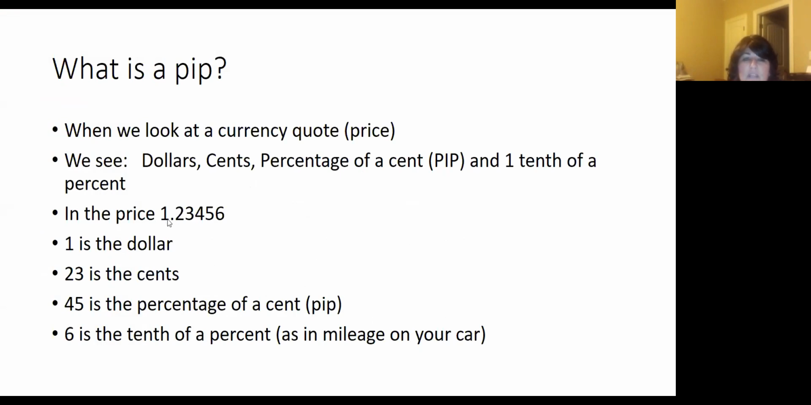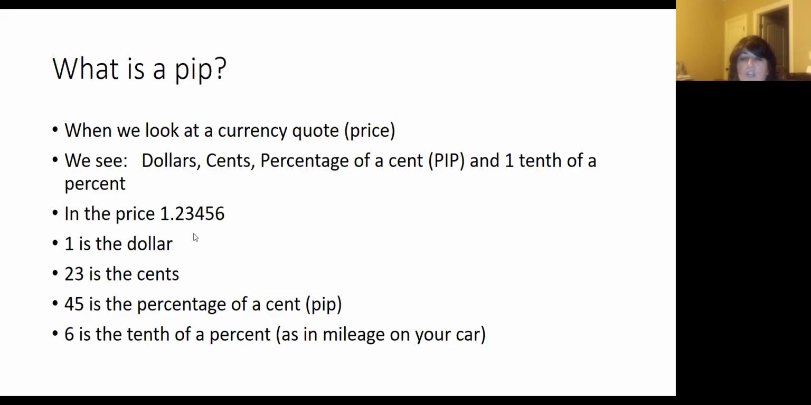So in this price, $1.23, okay, and 456. We're going to see this. The 1 is the dollar. The 23 is the cents. The 45 is the percentage of a cent, which is a pip. And then the 6 is 1/10 of a percent.